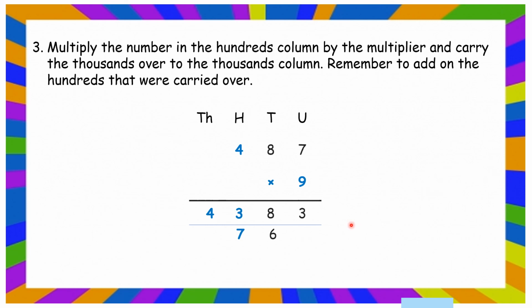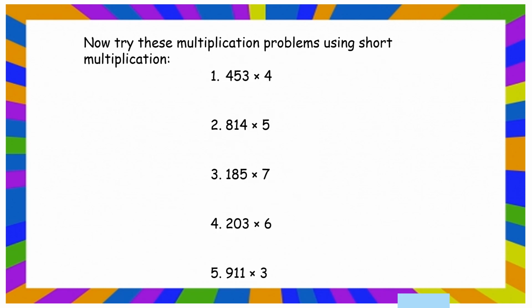Always remember, when you're multiplying, just as when we are adding and when we are subtracting, we always start with the ones. We make exchanges where we need to, then we move to the tens, then we move to the hundreds, then we move to the thousands if there is a thousands digit, and on and on. We just practiced how to multiply a 3-digit number by a 1-digit number. These are for you to have a go. Try these multiplication problems using short multiplication. Remember, practice, practice, practice. The more you practice a thing, the more you get good at it.